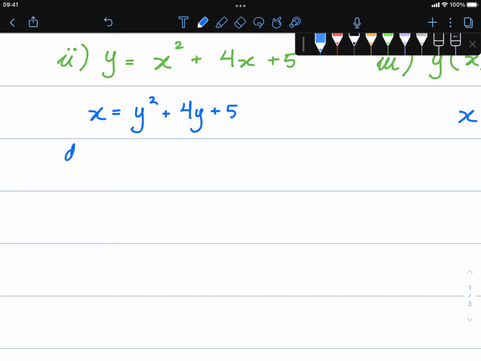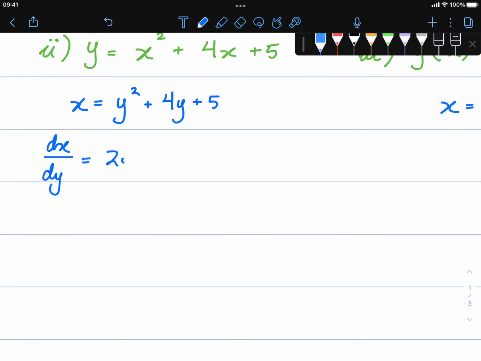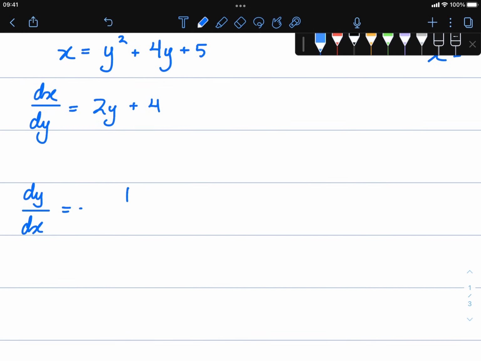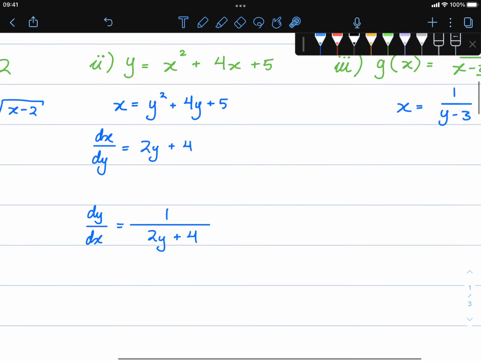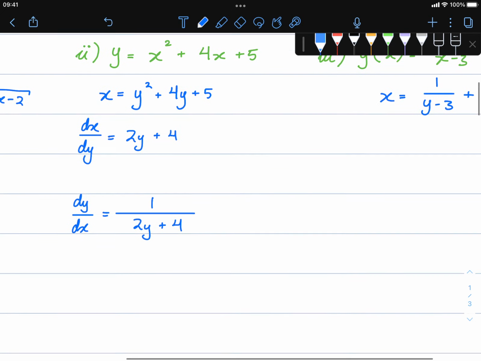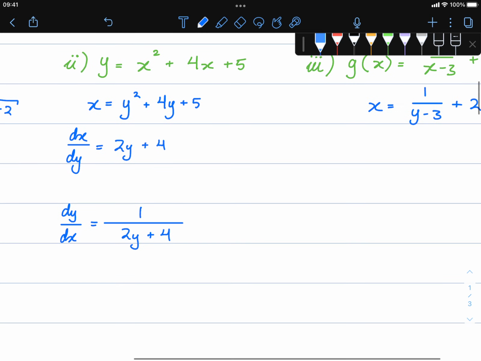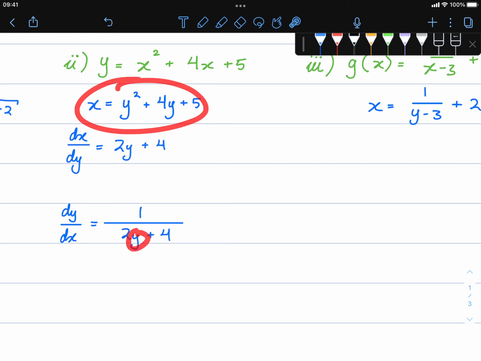Okay, so we can find dx on dy equals 2y plus 4. To find dy on dx, we take the reciprocal of everything here. So 1 on 2y plus 4. So this here is the derivative of the inverse function. But if we wanted to, so this is currently in terms of y, we would substitute. Well, so first we would make y the subject here and substitute that back here.